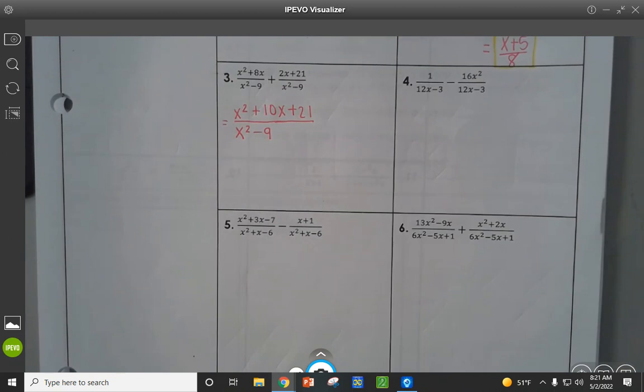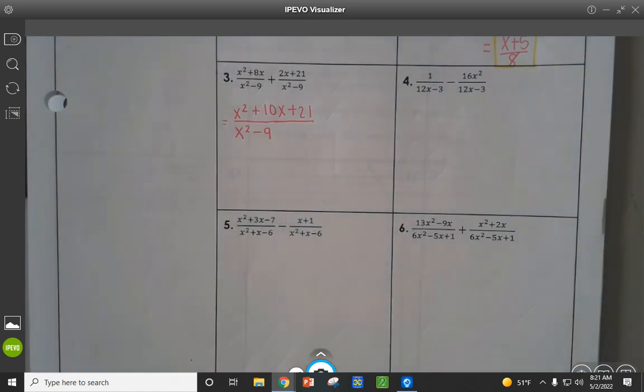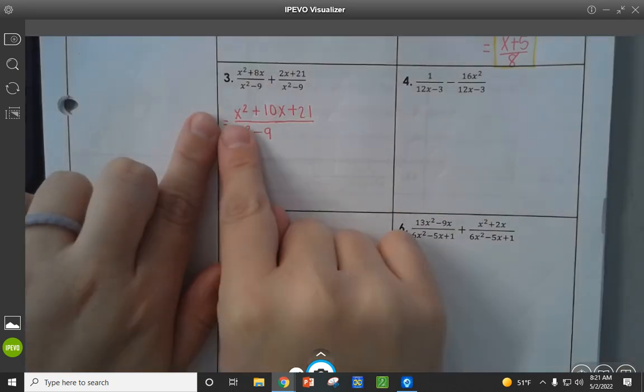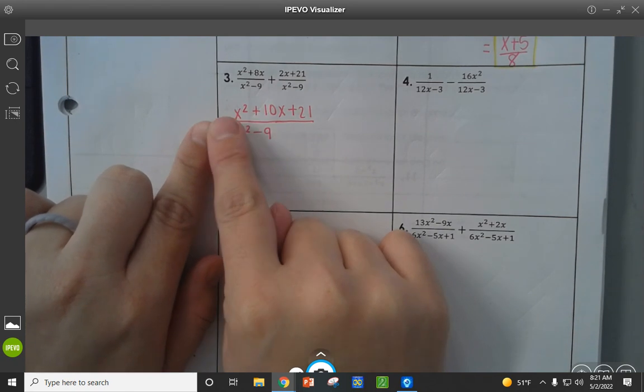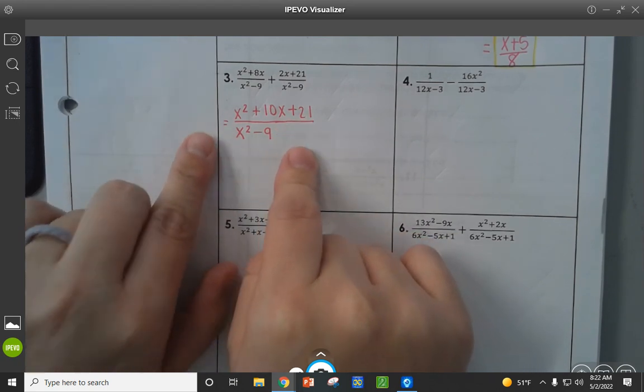Can I cancel out these x squareds? No, because there's something being added to that. So x squared is not its own factor. For you to be able to cancel out things, you have to have their own factors. Anytime something is being added, it's not its own factor. So we have to completely factor before we can start canceling out.